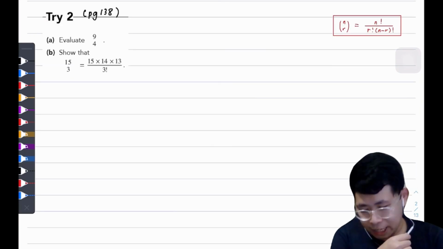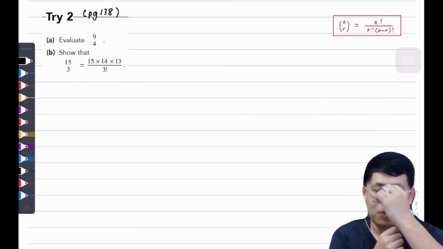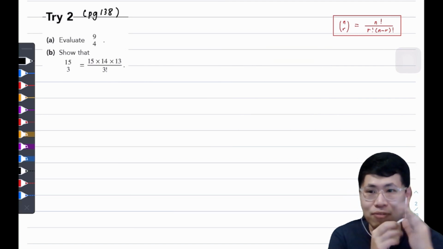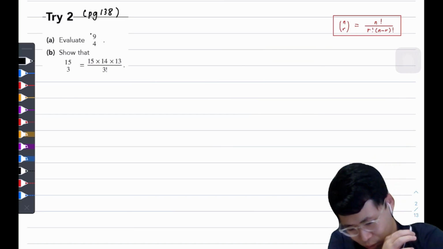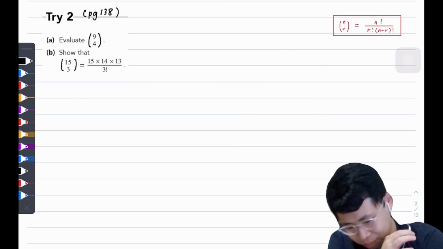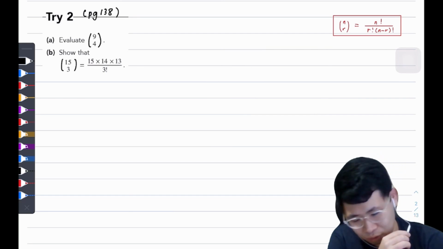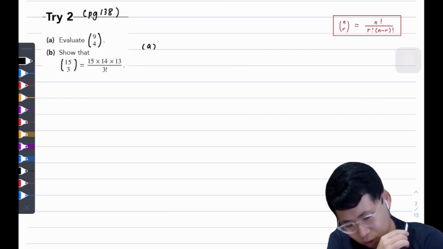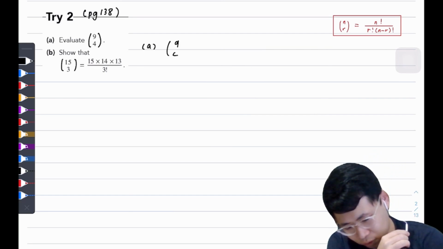Okay, so let's take a look at Try 2, at page 138. The formula, I leave it up there for reference. Evaluate 9 choose 4. So how does 9 choose 4 look like? 9 choose 4.